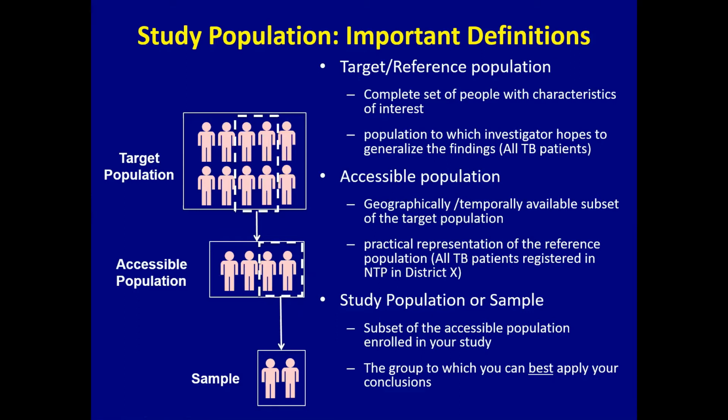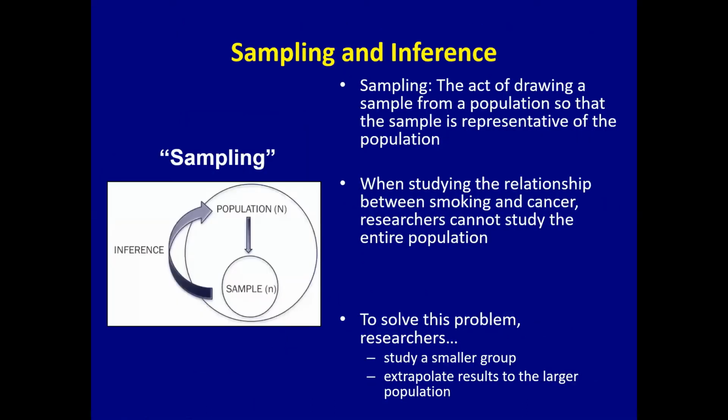Target population means, once you apply the criteria, you will have your accessible population. Then you apply the inclusion and exclusion criteria to the accessible population, and then you will have your sample.